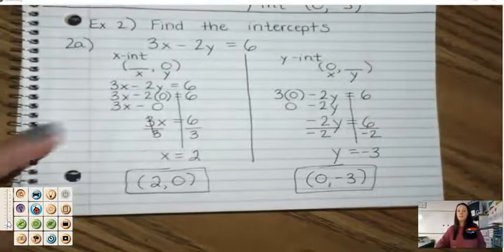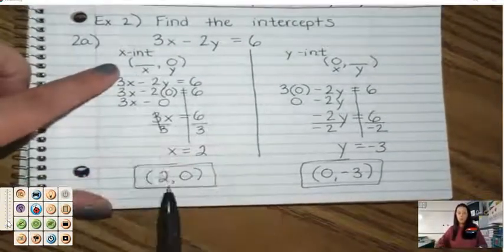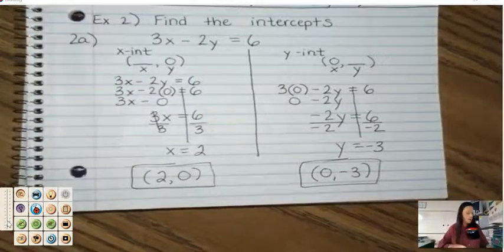Okay, that's all we got to do then. So X-intercept, you're just going to do the problem. Y-intercept. Okay, let's try that again. Easy peasy.